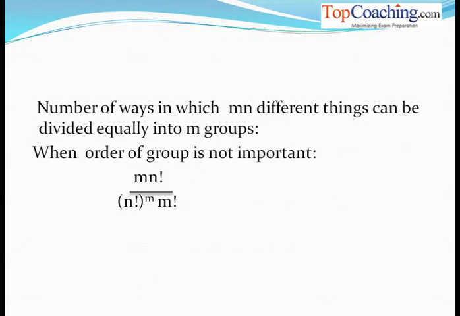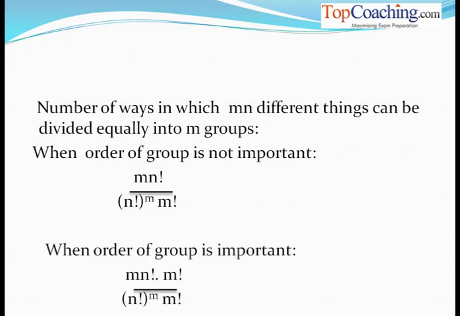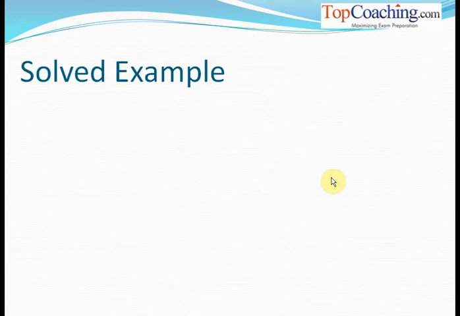The second case is when the order of group is important. Here what we do is we just multiply this with m factorial, that is the number of groups. So it becomes (mn)! divided by (n!) to the power m into m!, whole multiplied by m!. Let's go through a solved example to understand the concept of division of objects into groups.